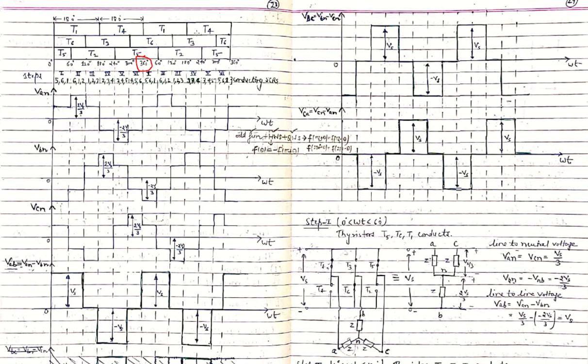Now we will see the positive group's second thyristor, that is T3. So T3 will be fired at an angle of 120 degrees after T1. As we will see, in the positive group each thyristor is fired at an interval of 120 degrees, but an individual thyristor is conducting for a duration of 180 degrees. So T3 will be fired after 120 degrees of T1. So this is the 120 degrees. T3 will be fired after this 120 degree duration.